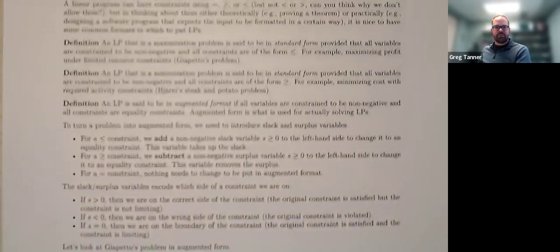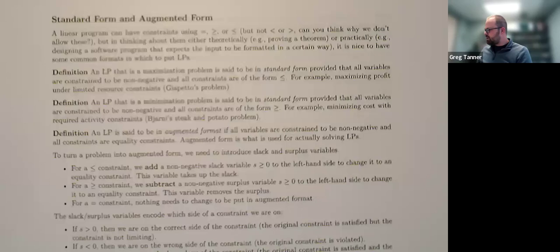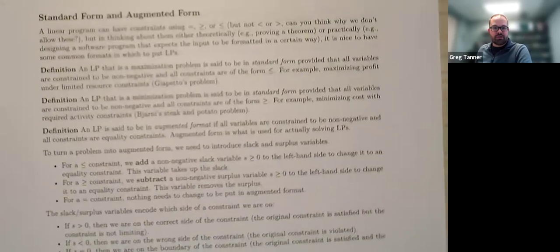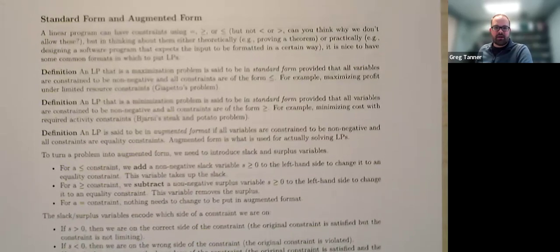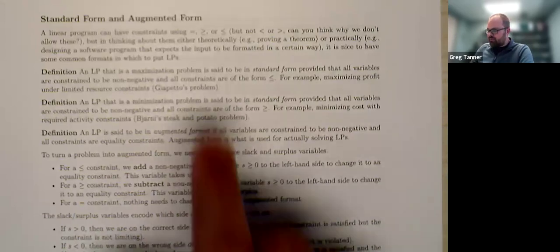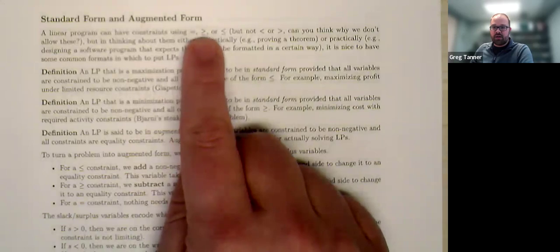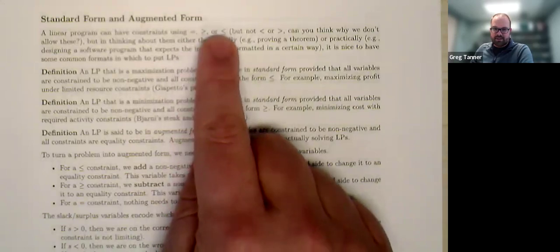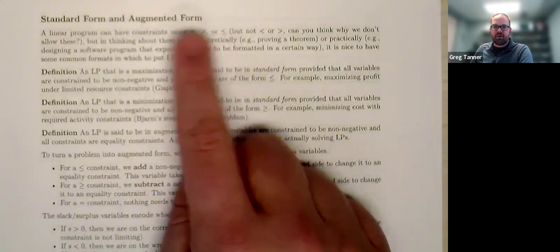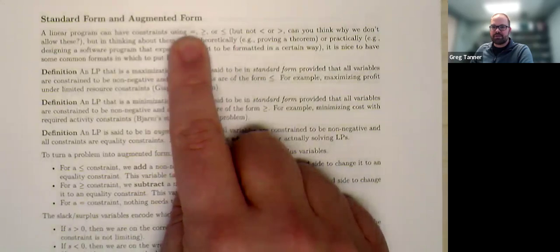The first topic we want to introduce on our way to the simplex method is a little bit about the way that we write our linear programs. So we'll introduce this idea of standard form and then augmented form. A linear program can have equality constraints, greater than or equal to constraints, or less than or equal to constraints. But oftentimes, eventually, we're going to want to put it into augmented form where they all become equality constraints.